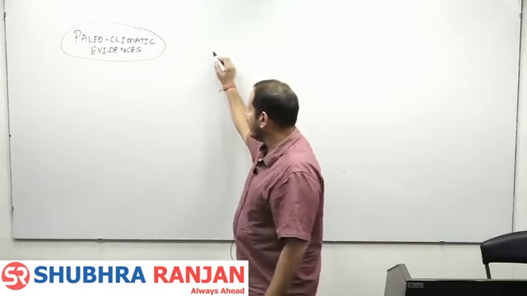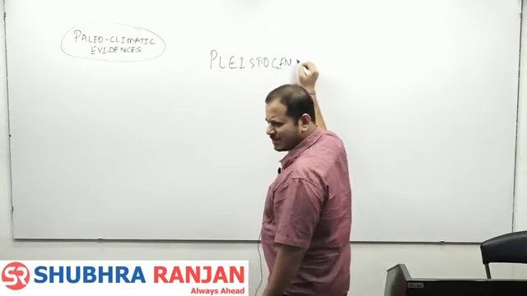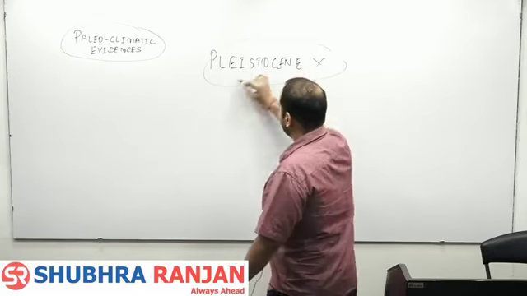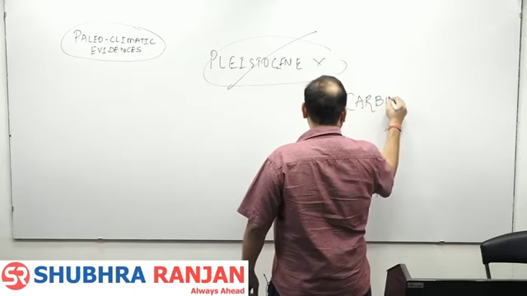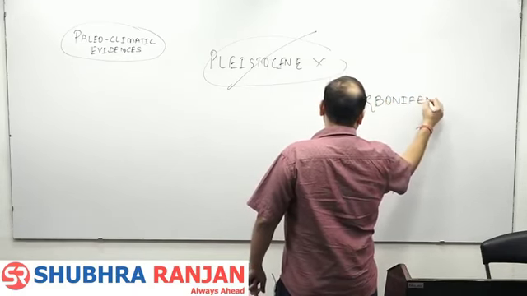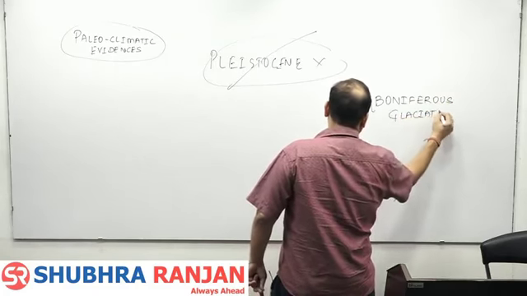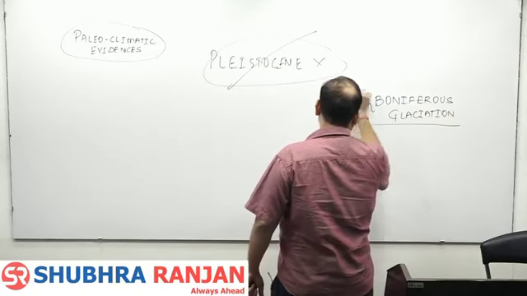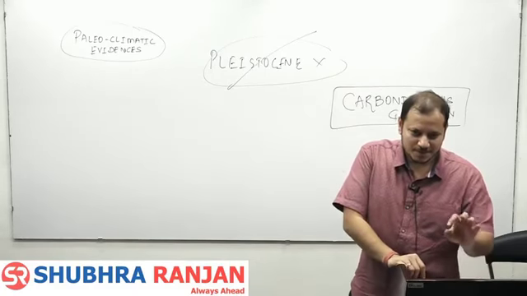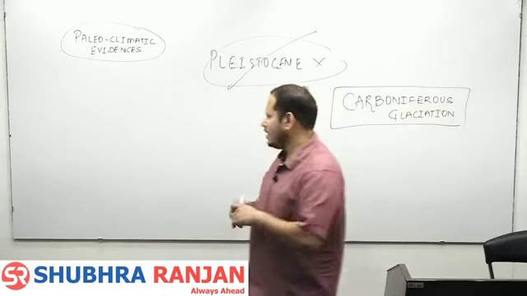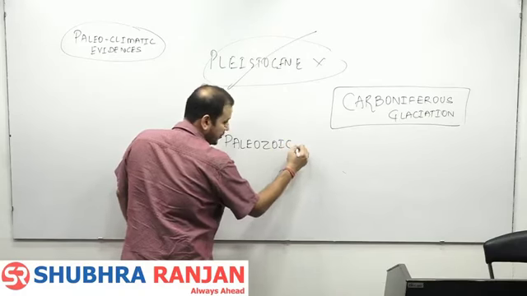And therefore, we will not write about Pleistocene because Pleistocene is very recent. We are not going to write about the Pleistocene glaciation. We are going to write about Carboniferous glaciation. Why? Because when did the Carboniferous period occur? In the Paleozoic era.